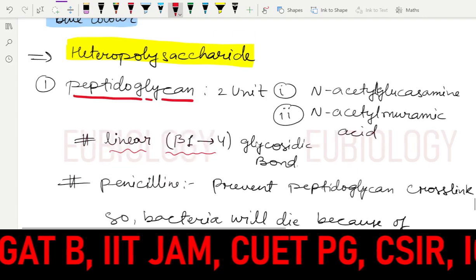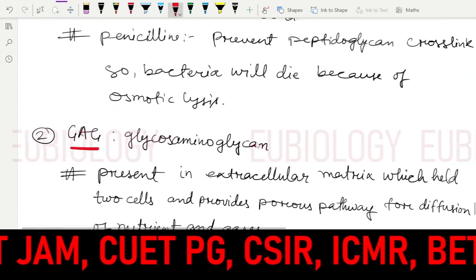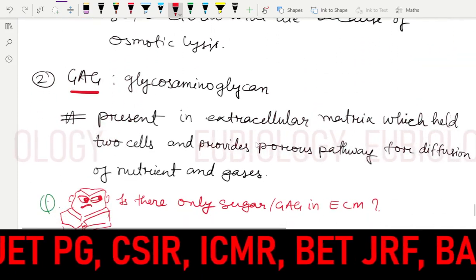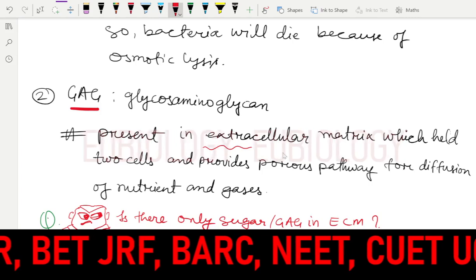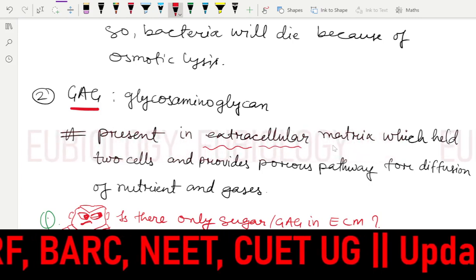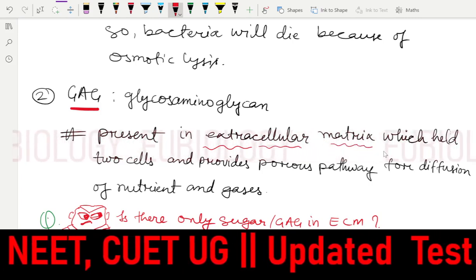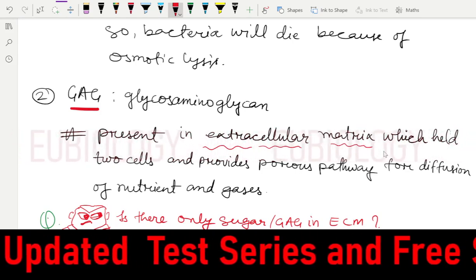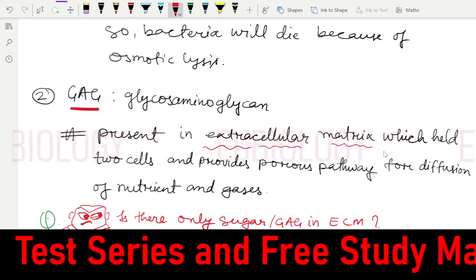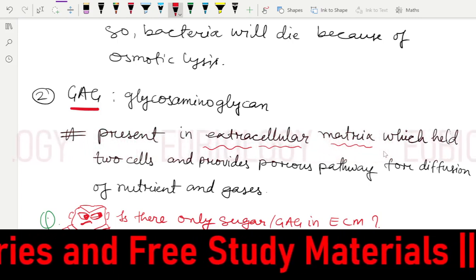So the cell will die with the osmotic lysis. Another is the GAG, glycosaminoglycan, which is very important, and it is present mostly in the extracellular matrix of the body. So what is the purpose of it? It will help in the diffusion of the nutrients and the gases between the tissues, between the blood capillaries, between the lymphatic tissues and all.